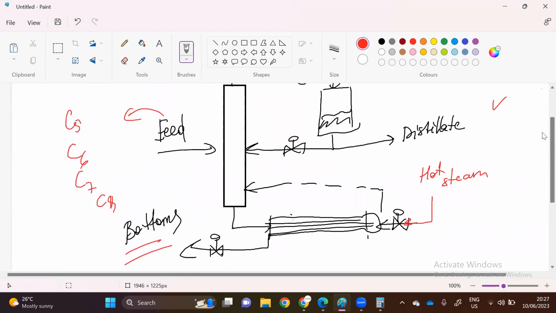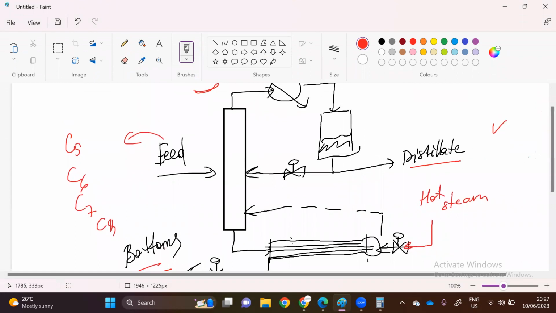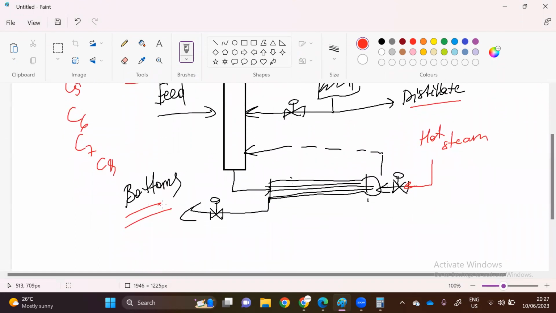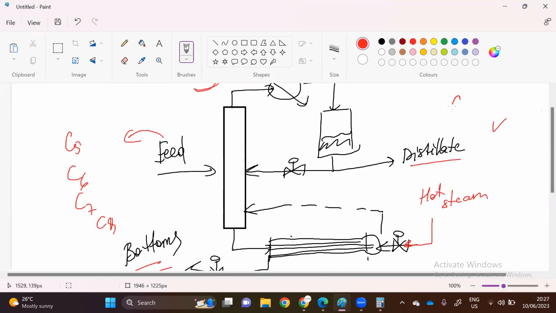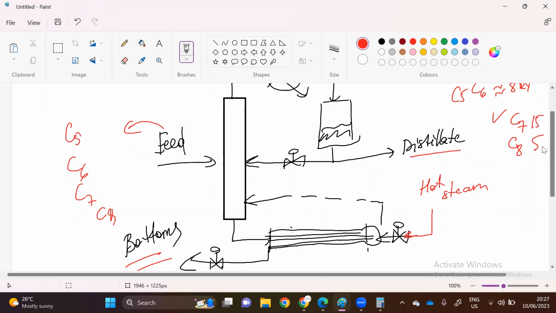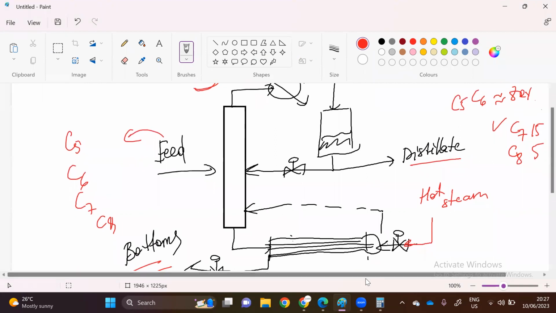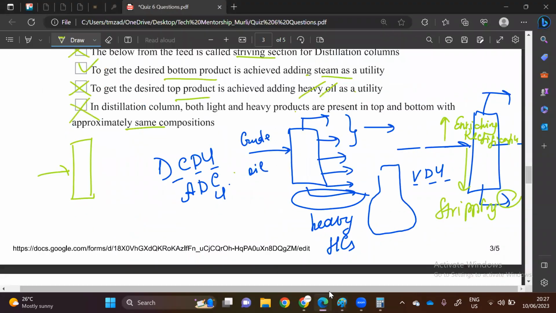It's not correct, because the light hydrocarbons mainly will be in the distillate and heavy hydrocarbons will be mainly in the bottom product. Maybe you have C8 as 70%, C7 is 20%, and the remaining C5 and C6 together will be 10%. But in the above section, C5 and C6 amount will be approximately 80%, and C7 and C8, one of them will be 10, 15, and another one will be 5%. As you see, the compositions are always different. Therefore, this is also not correct.